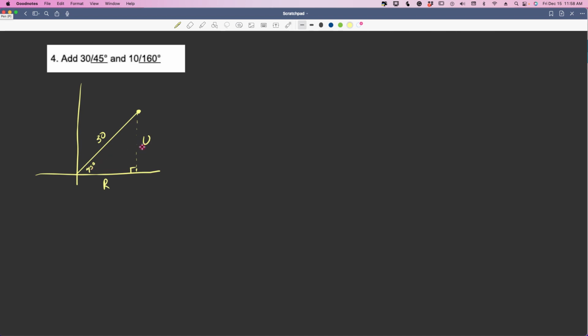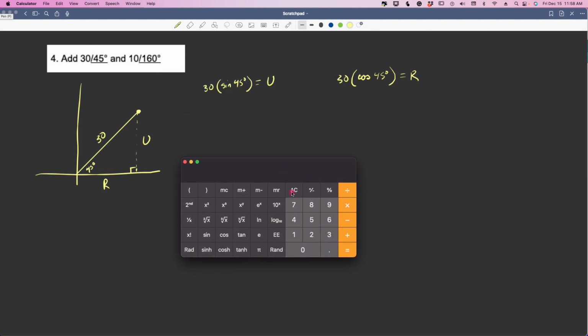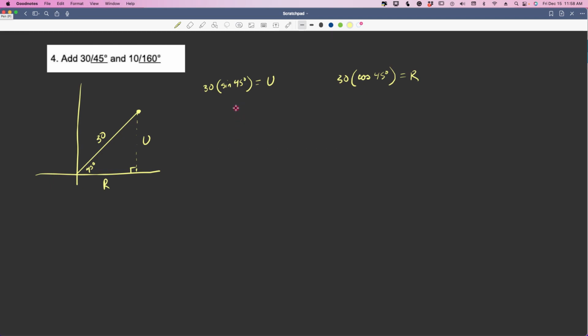So sine is opposite, so we're going to say 30 times the sine of 45, and I wrote 40 for some reason. 45 degrees is equal to positive u, and 30 times the cosine of 45 degrees is equal to positive r. And then we're just going to do the calculation for that. Let me pull up the calculator, and we get, for this one, 45 sine times 30, rounded to two places, is 21.21. So 21.21 u.